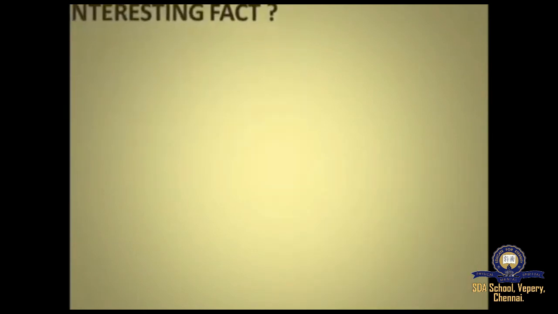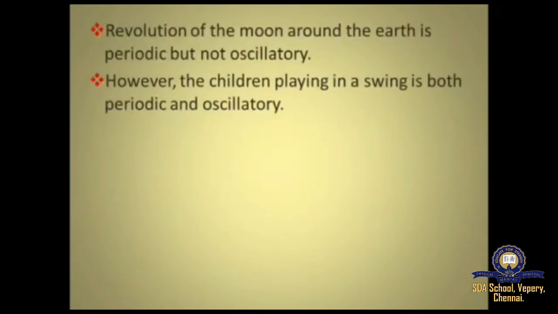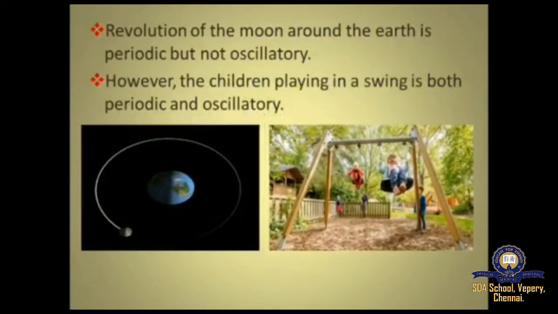And next we moved on to the interesting fact, that is the oscillatory motions are periodic, but not all periodic motions are oscillatory. In that we saw the revolution of the moon around the earth is periodic but not oscillatory, and the children playing in a swing is both periodic and oscillatory.